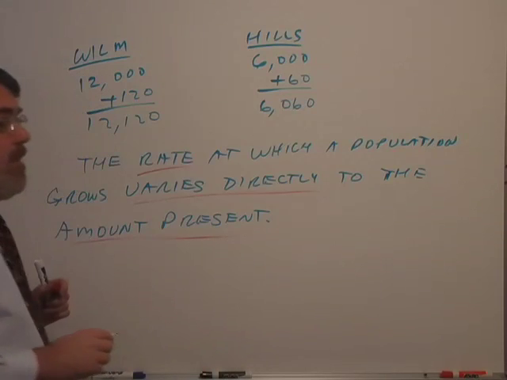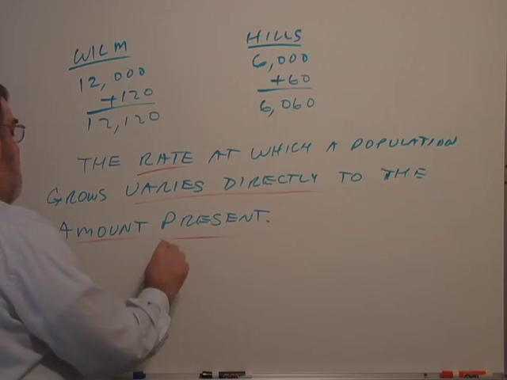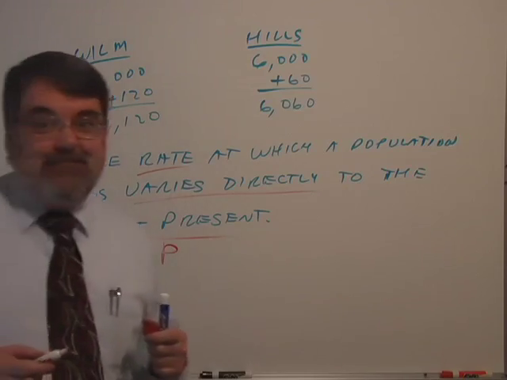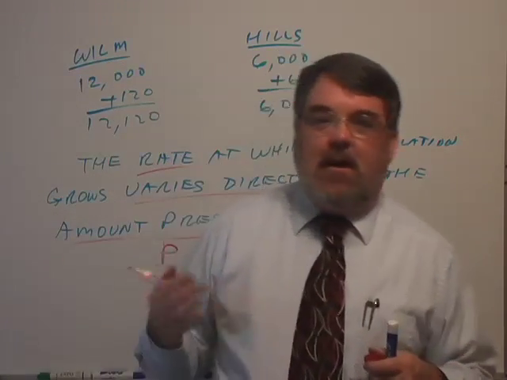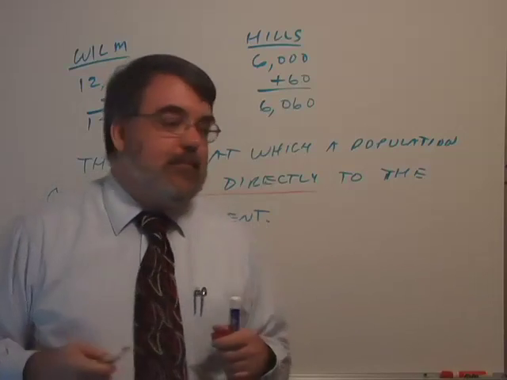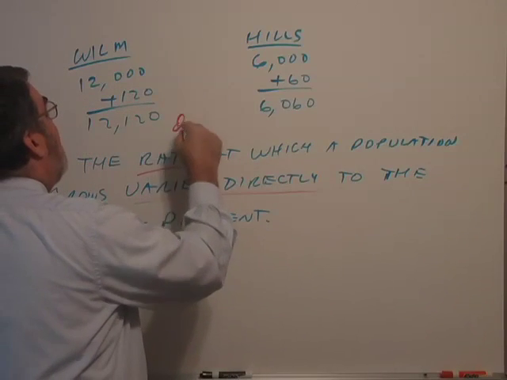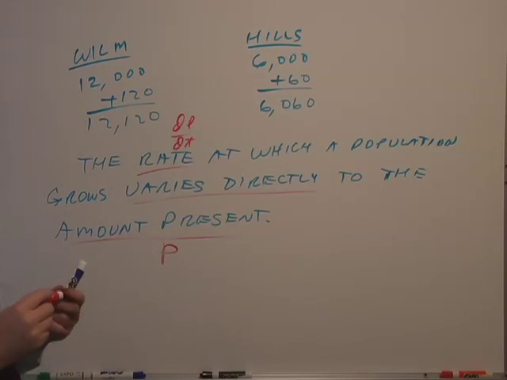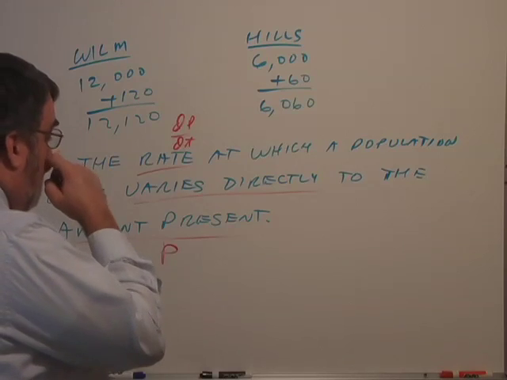Now, suppose I call the amount present P, for population. And the rate at which it's growing, what do I call that? Well, that takes us into calculus. In calculus terms, we call this dP/dt. So that's the symbols in calculus. Now, this is not going to impress you a lot, since I doubt anybody watching this video knows calculus. Maybe one person's had it before.